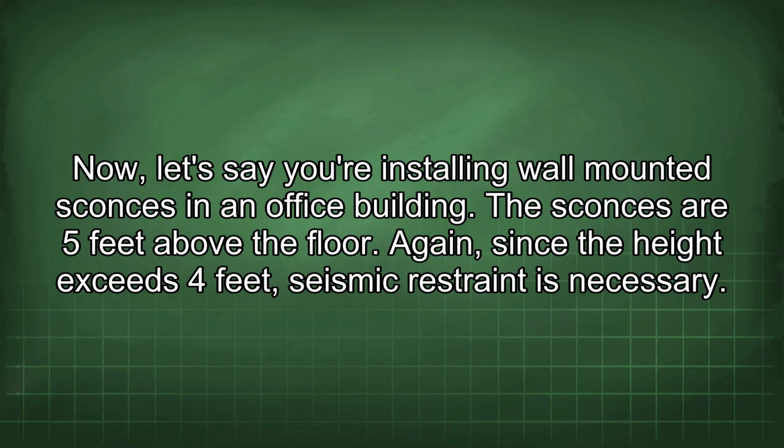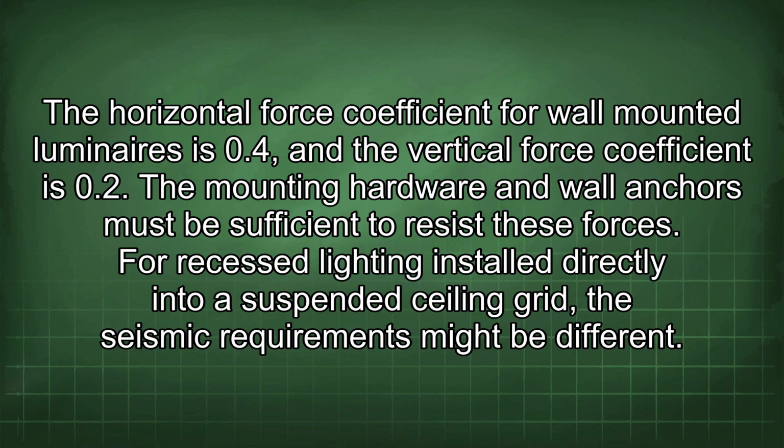Now, let's say you're installing wall-mounted sconces in an office building. The sconces are 5 feet above the floor. Again, since the height exceeds 4 feet, seismic restraint is necessary. The horizontal force coefficient for wall-mounted luminaires is 0.4 and the vertical force coefficient is 0.2. The mounting hardware and wall anchors must be sufficient to resist these forces.